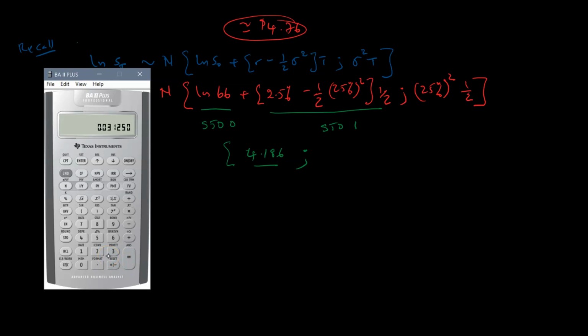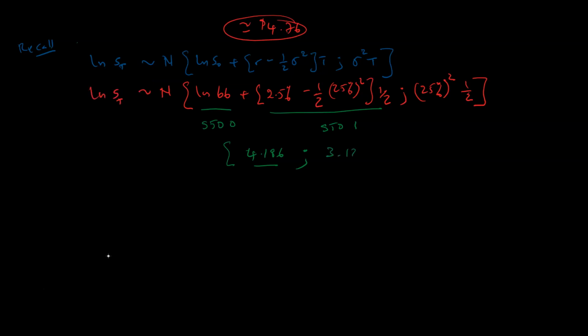And so I'm going to have 3.12% here. So my normal distribution, or my log normal distribution, or not the log normal distribution, my log stock price is going to be normally distributed with a mean of 4.18 and a variance of 3.12%. Now, how do I compute a confidence interval with this information?